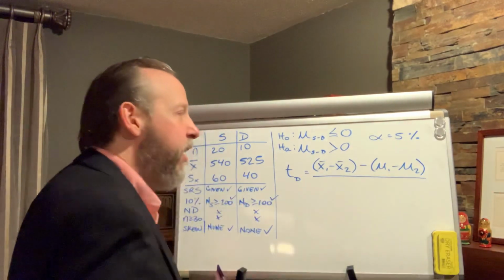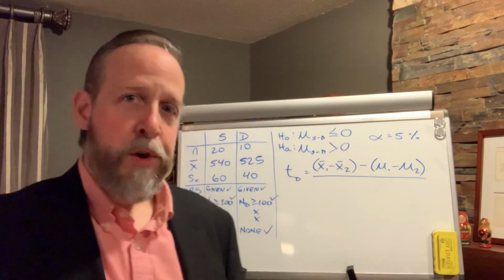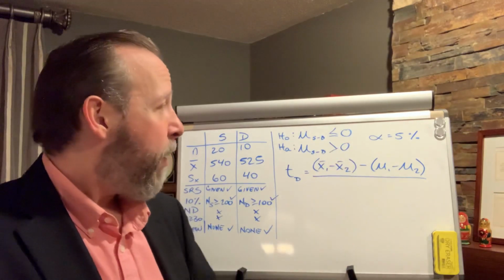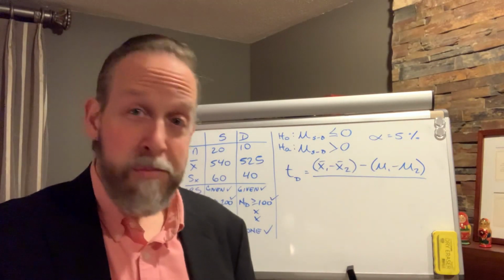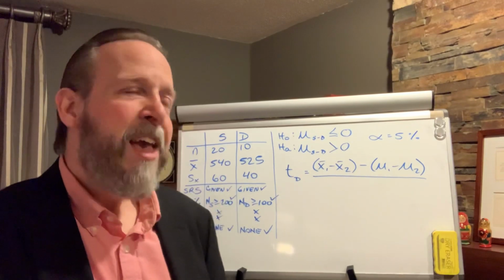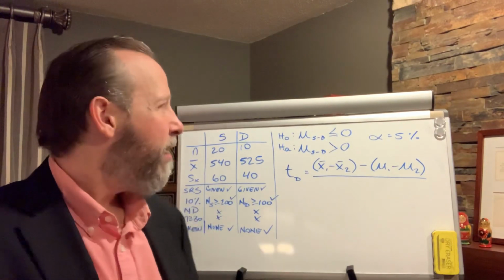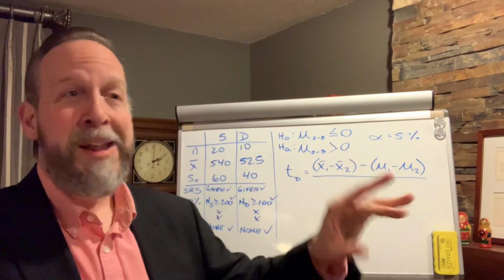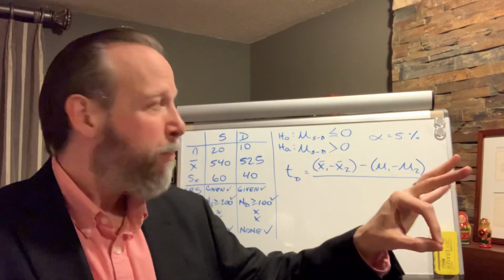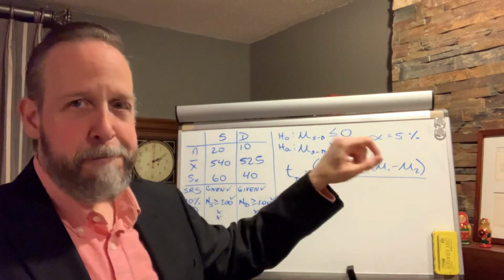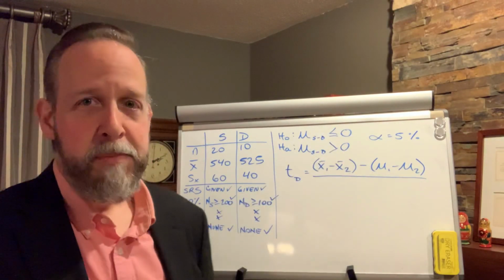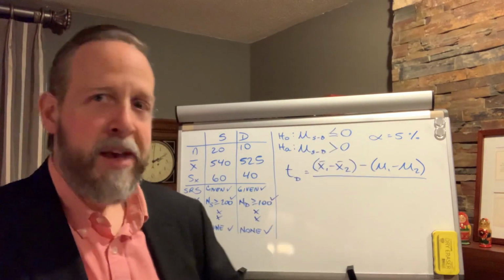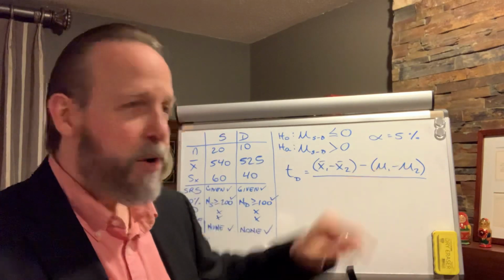Now I'm going to pause for a second. Whenever we're using the number 0 in our statements, mu sub 1 minus mu sub 2 is 0. If I expected a difference of, let's say, more than 10 points, say I was very specific, I said, I think we're better than them, and I think we're better than them by at least 10 points, then that number is going to be 10. It's whatever this number is. If I expect the difference to be more than blank, that's what goes there.